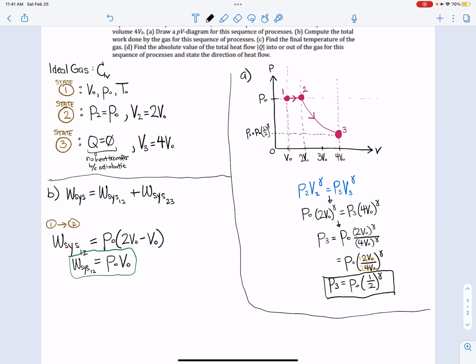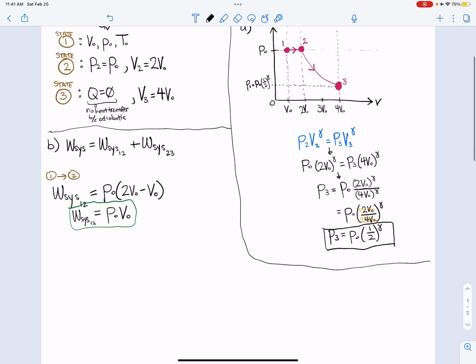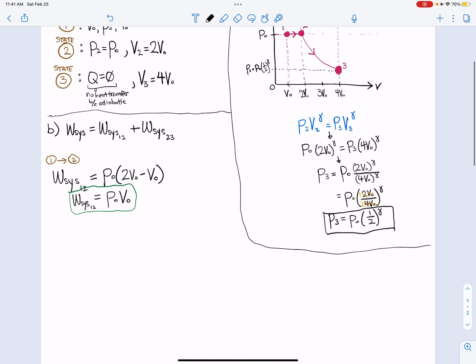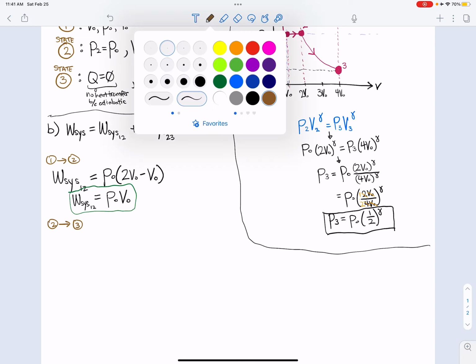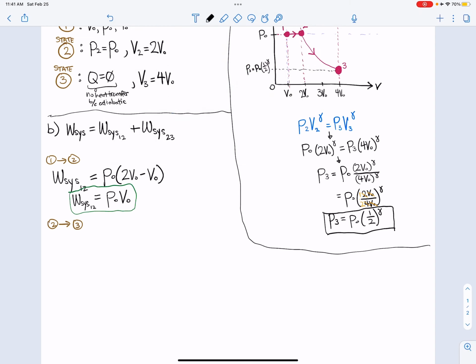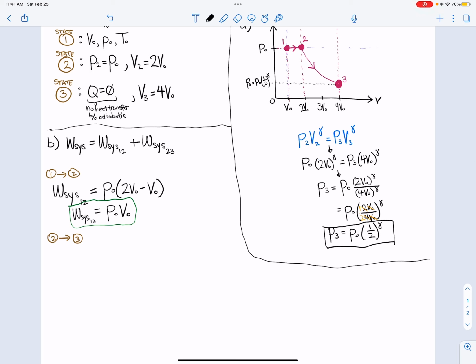All right, what about the work done by the system from state 2 to state 3? So now we're moving on from state 1 to 2, and now we're looking at state 2 to state 3, which is an adiabatic process, right? All right, so for an adiabatic process, remember that heat transfer is equal to 0, right?